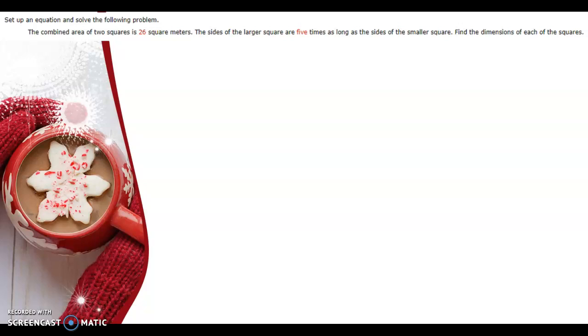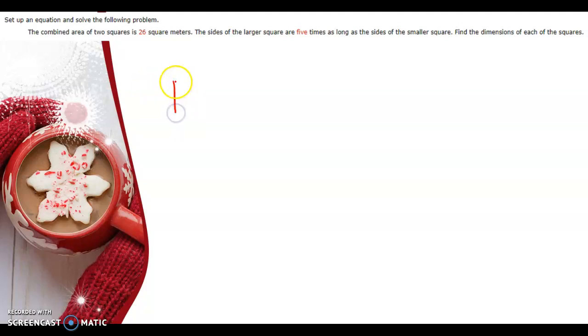This is another one of the more difficult problems from the Lesson 3.5 web assignment, where we're told that the combined area of two squares is 26 square meters, and that the sides of the larger square are 5 times as long as the sides of the smaller square. We want to determine the dimensions of both squares.